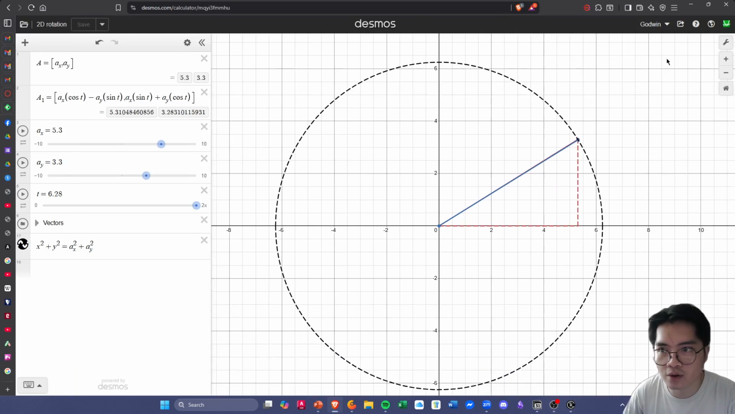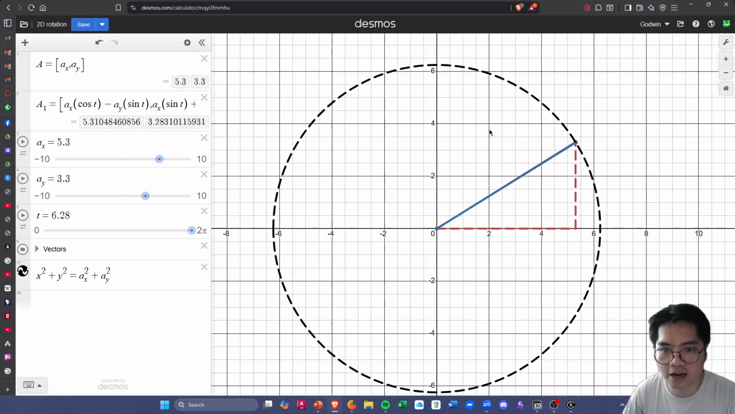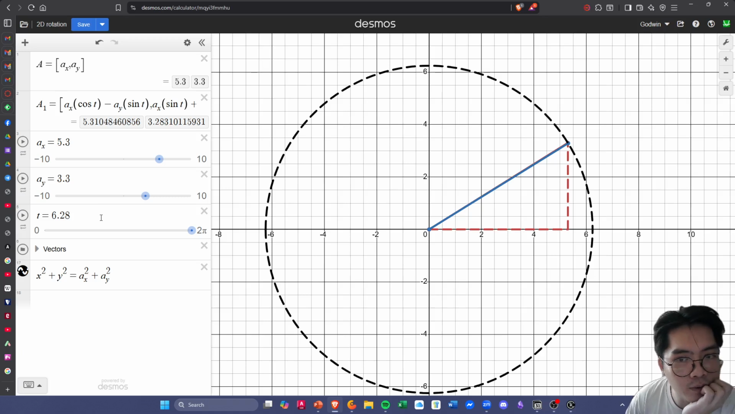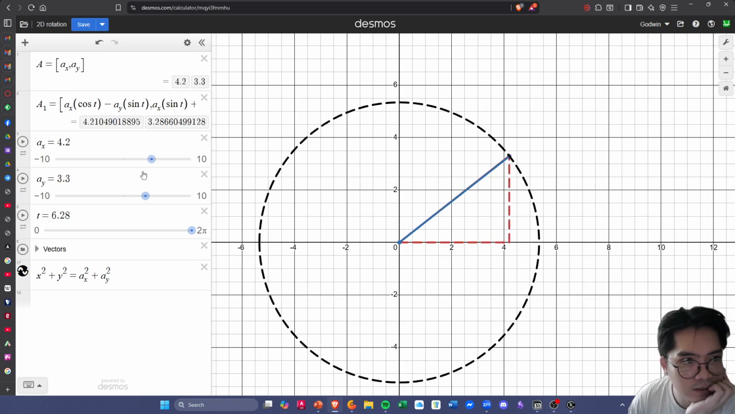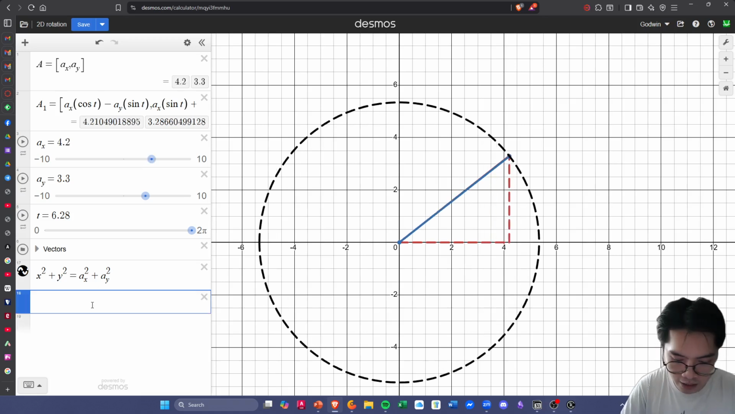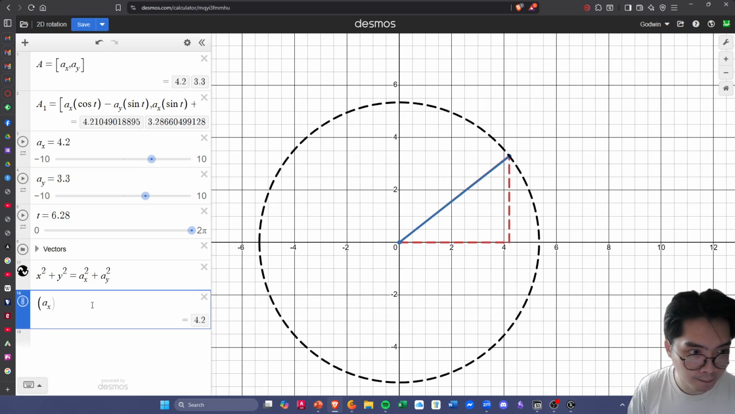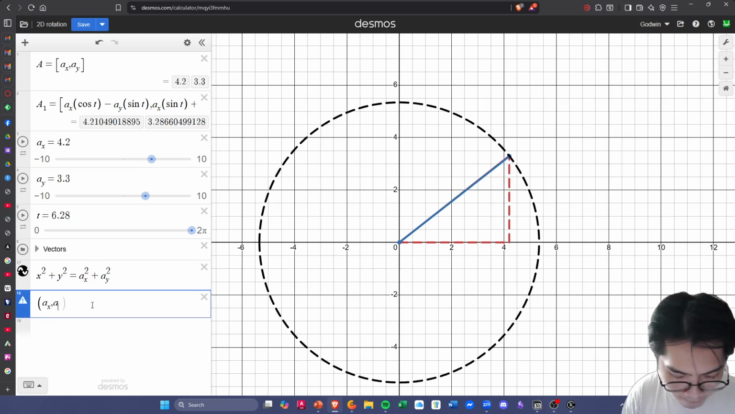And if you want, we have here a 2D rotation. Say for example, you have here, let's make this a little bit bigger, your original vector, which is this blue line right here. And say for example, I adjust it. Actually, I should be able to adjust it. Hold on.